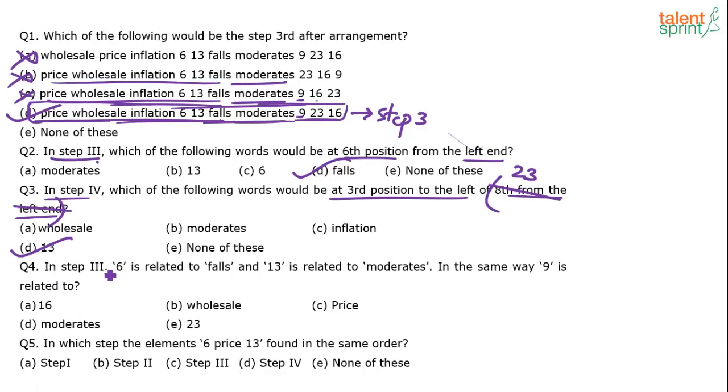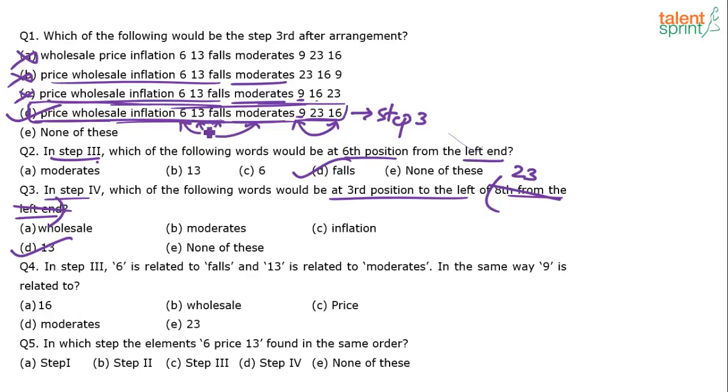Next, I hope all of you have understood this. Question number 4. In step 3, so step 3 is this itself, remember. 6 is related to false, and 13 is related to moderates. If you observe, these are alternate positions. In the same way, 9 should be related to what? 9 should be related to 16.